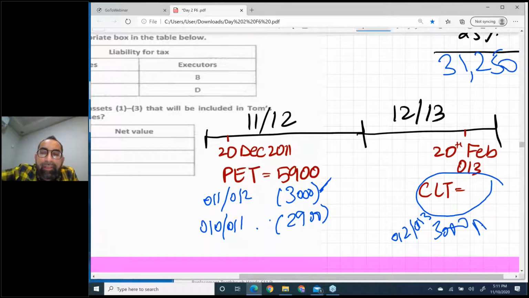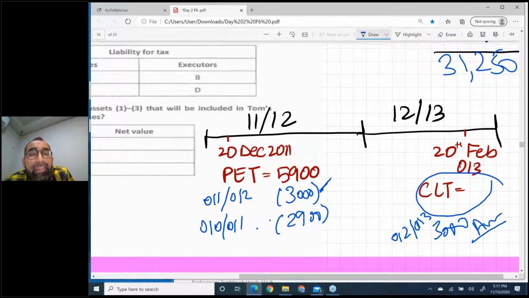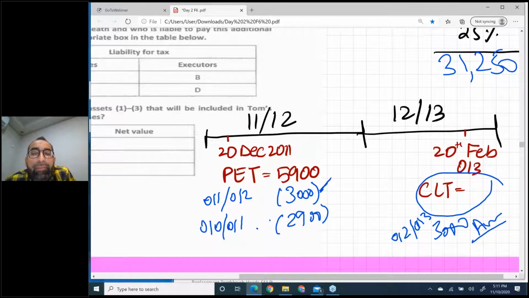What the examiner asked is how much annual exemption is available for the CLT which we did on 20th Feb 13. That is only 3000, because the last year's annual exemption has already been used.